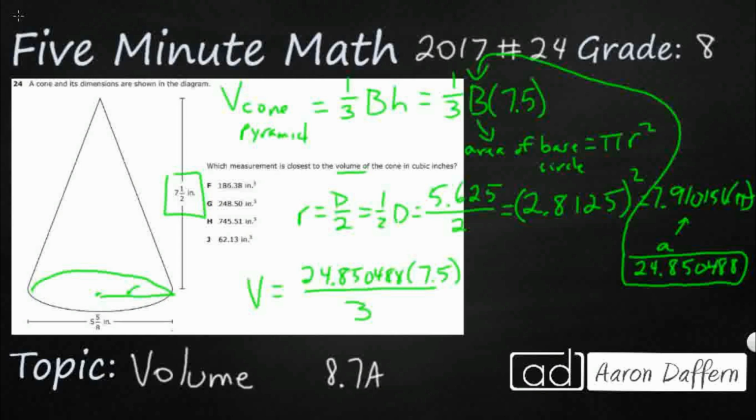So let's multiply that by our 7.5. I'm going to get about 186.378665. Now I'm going to divide that by 3, which is the same thing as multiplying by 1/3. And there we go. I'm going to get about 62.12622, rounding to the hundredths place. That's going to make that go up. And so there we go. My answer is J.